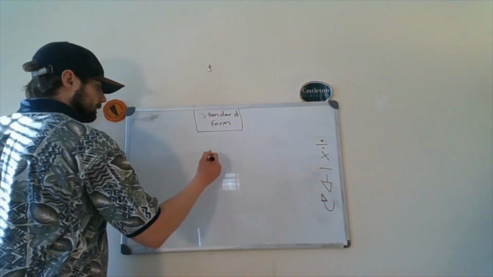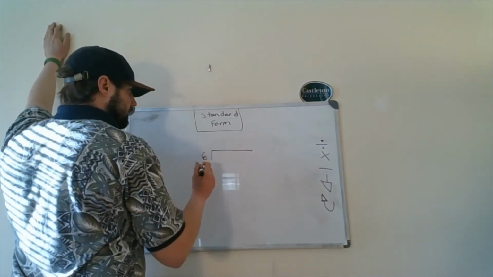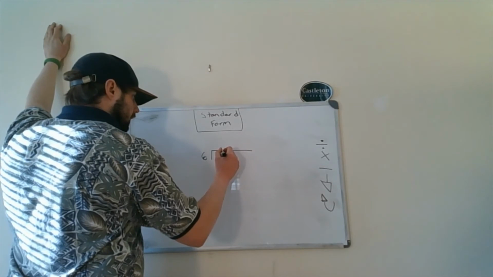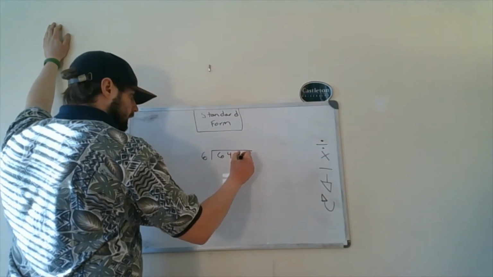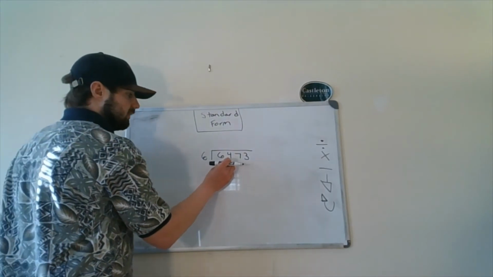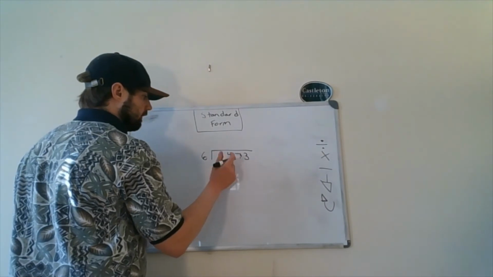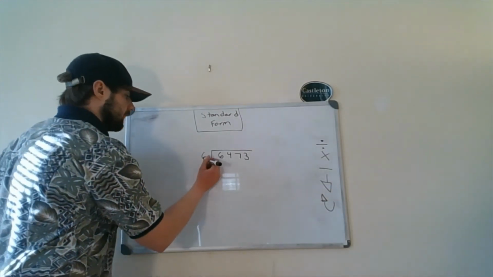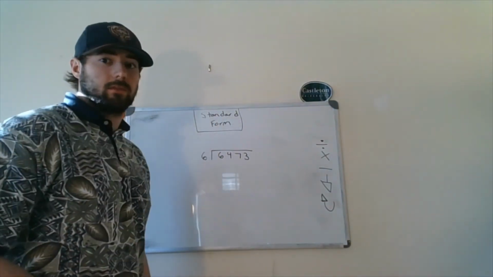Here's our problem. Let's go 6 as our divisor. And we want to stay with thousands. 6,473 divided by 6. Get that on your paper. Let's get started. When we are dividing with standard form, we start in what place value?